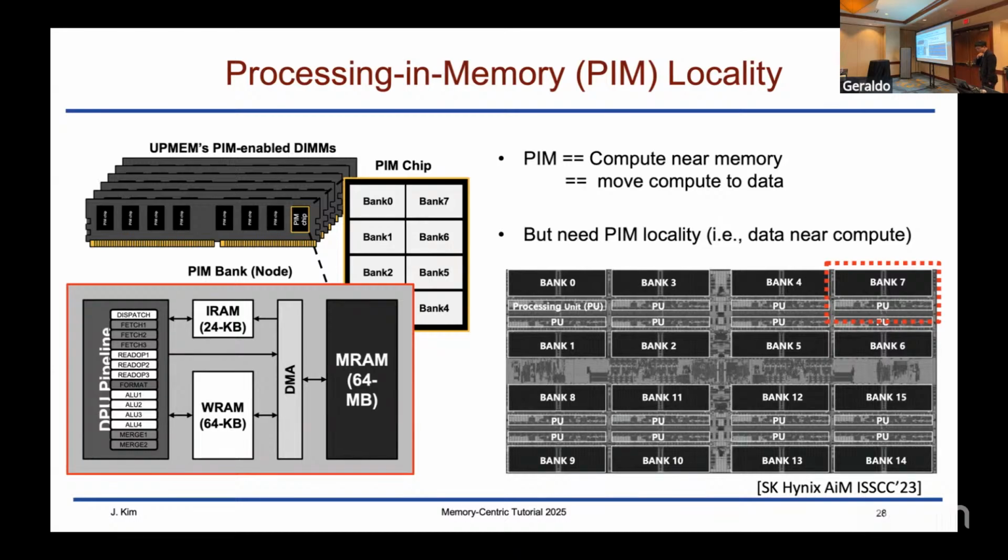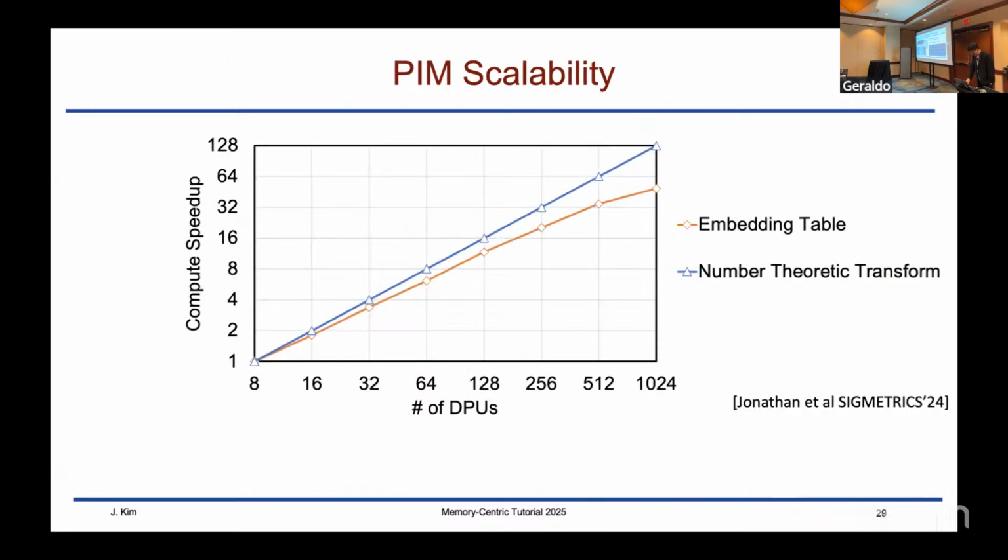So the question is, what can we do about that? And how problematic is this? One of the first studies we did was we looked at scalability. This is for different workloads that we ended up writing ourselves. We looked at 2 different types of workloads. One was an embedding table, and the other is what's called a number theoretic transform that's used in homomorphic encryption.